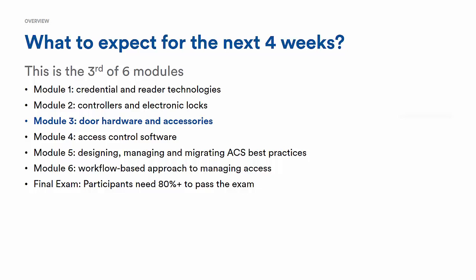Then we'll be taking a break between modules 4 and 5. After that 1 week break, we'll jump into modules 5 and 6, which are more geared to an advanced access control audience. And if you've been following along since module 1, you'll be well equipped for modules 5 and 6. And at the end of the crash course, after module 6, we will release our final exam. Participants require 80% or higher in order to pass the exam. Details regarding that final exam will be made available in the coming weeks.